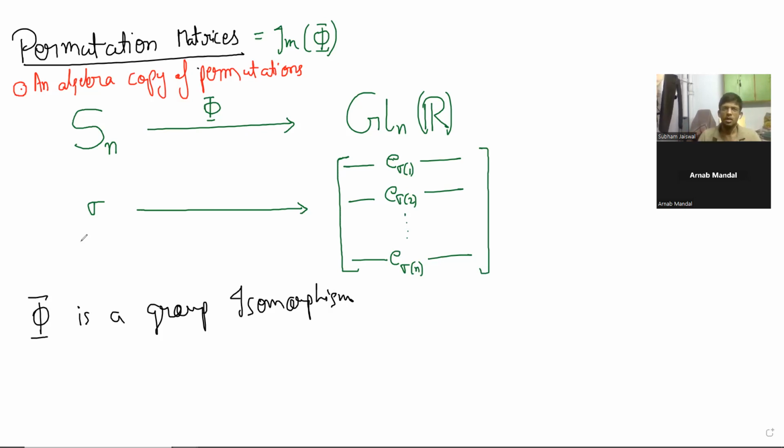Yeah, that is clear. And then we will take two elements from Sn. One is sigma and another one is tau, and apply phi on that. We have to show phi on sigma composed with tau. I'm just writing a composition sign here. I just take phi of tau composition sigma, and we have to show it equals phi of tau composition phi of sigma. And here the composition is matrix multiplication.